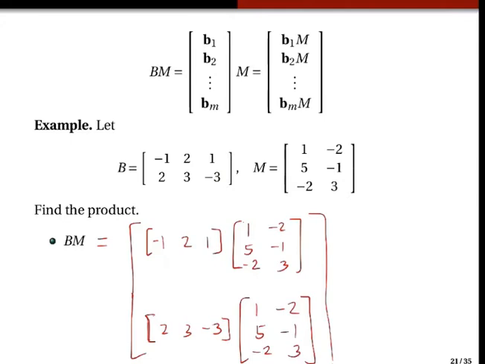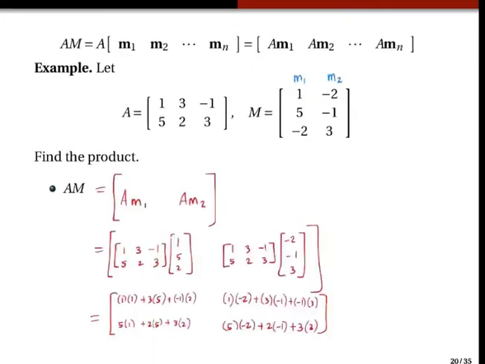So, question. Could you please show the previous page for a second? Yeah. This one here. Thank you. Okay, you're welcome.